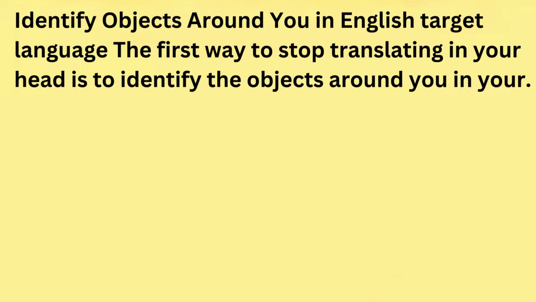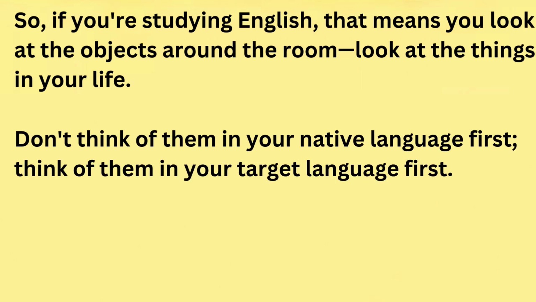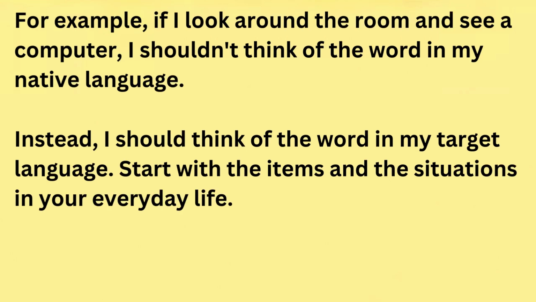Identify objects around you in your target language. The first way to stop translating in your head is to identify the objects around you in your target language. So, if you're studying English, that means you look at the objects around the room. Look at the things in your life. Don't think of them in your native language first. Think of them in your target language first. For example, if I look around the room and see a computer, I shouldn't think of the word in my native language. Instead, I should think of the word in my target language.